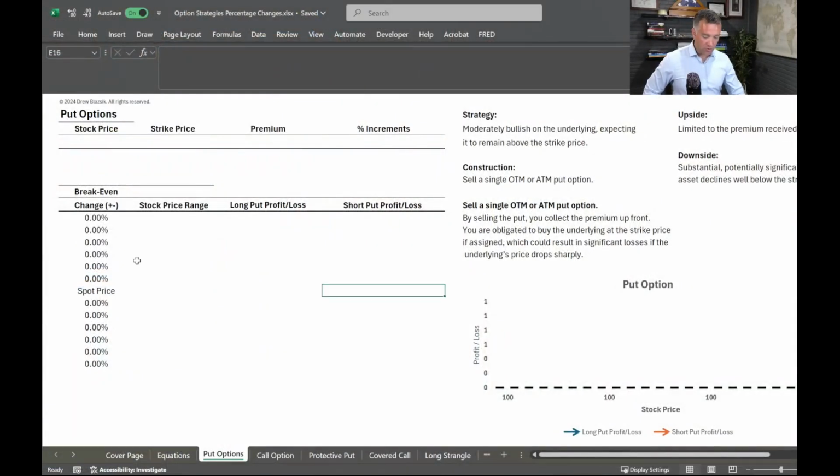Okay, so let's go to the Excel file here. The first thing we're going to do is a put. We're going to look at a put contract. And remember, it's a right to sell at a certain price. So let's plug this in.